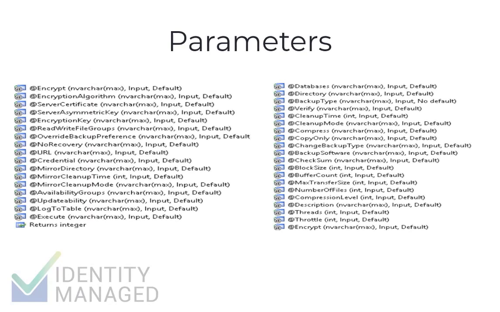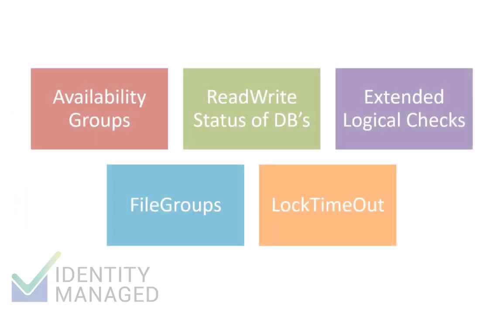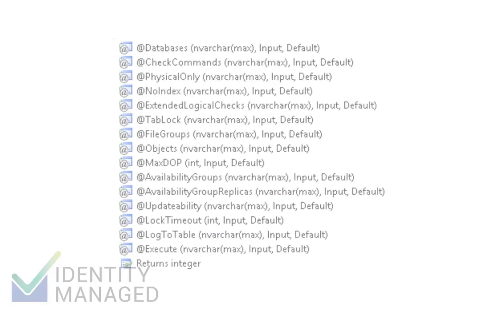The database backup procedure has all of these stored parameters. I'm not going to go through them all, but you will note that it exposes all of them, including compress. Okay, in database integrity, Ola Hallengren's solution is capable of dealing with availability groups. It can handle the read-write status of databases, the extended logical checks, file groups, and it can also have a lock timeout. Here's a look at its parameters.